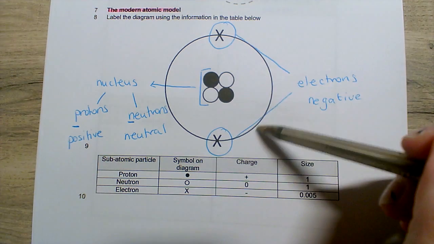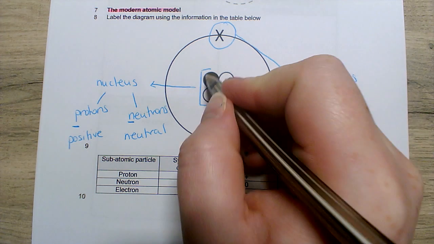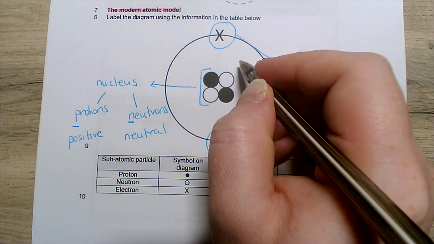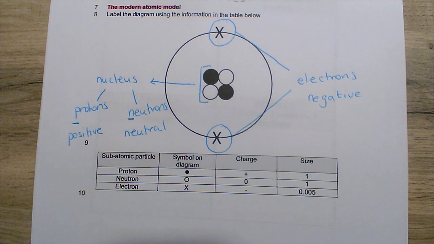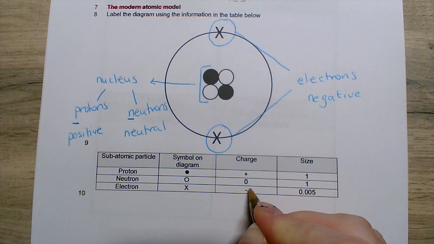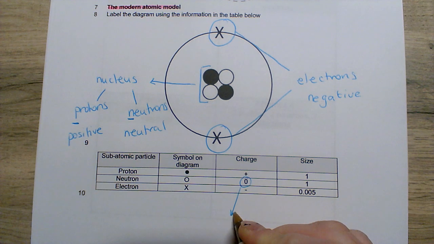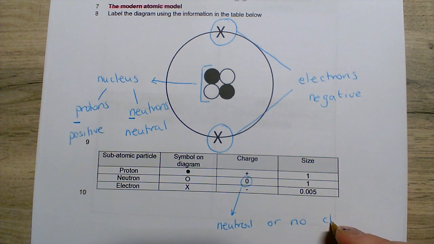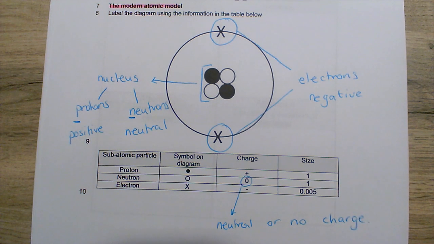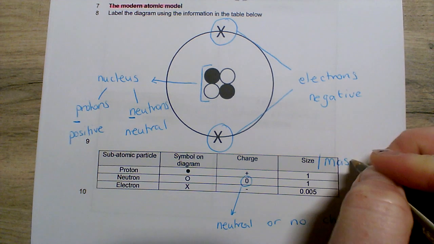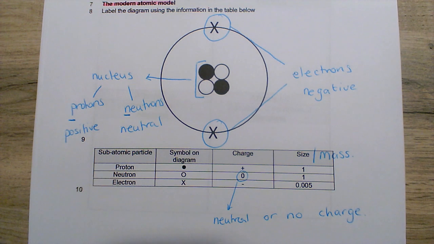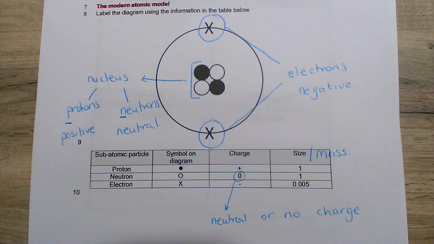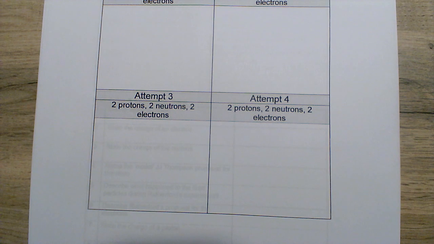And the electrons are on the shell which surrounds the nucleus. And that information is just summed up here. This 0 just means that it has a neutral or no charge. Size, we prefer the word mass, as we all know in science. So make sure you've got that diagram labelled and that you know it.